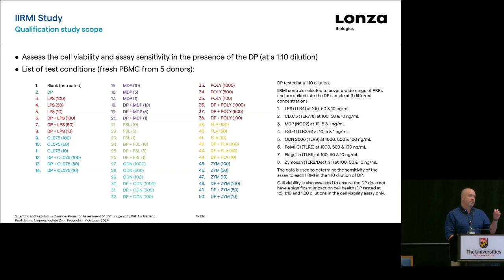If we're testing drug products that we know don't have phenol or any toxic excipients, we do sometimes drop to a 1 in 5 dilution. That's probably the minimum dilution we would have in the assay, based on just not wanting to dilute the assay medium too much and generally upsetting the cells. So that's something we can do on a case-by-case basis as well.